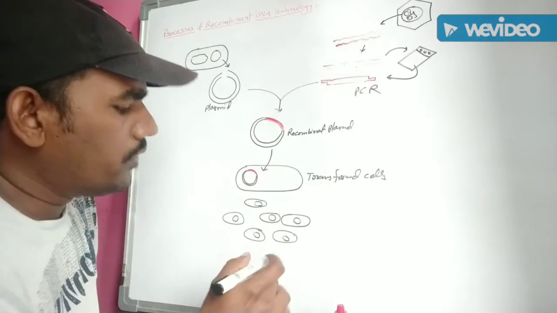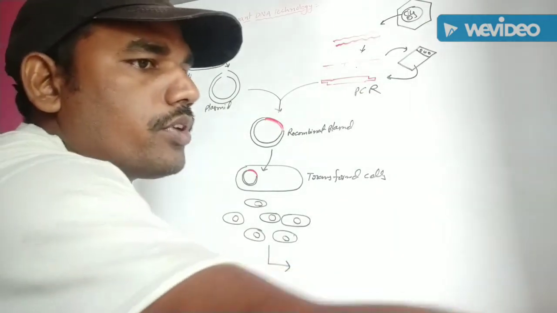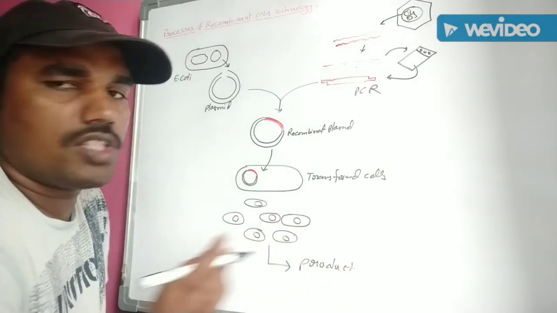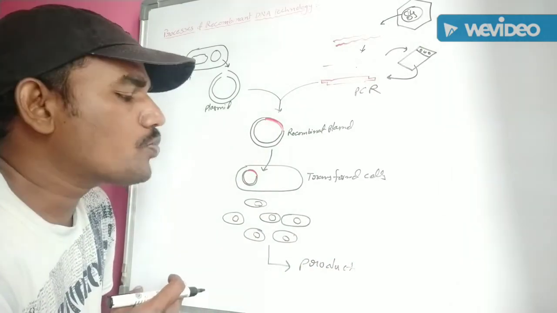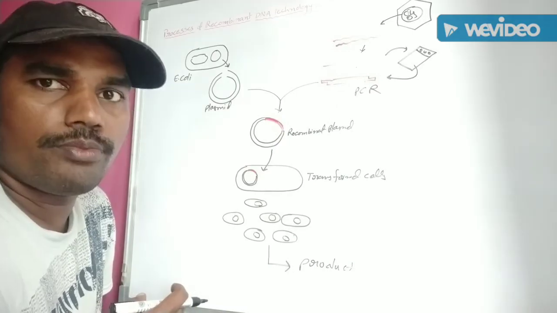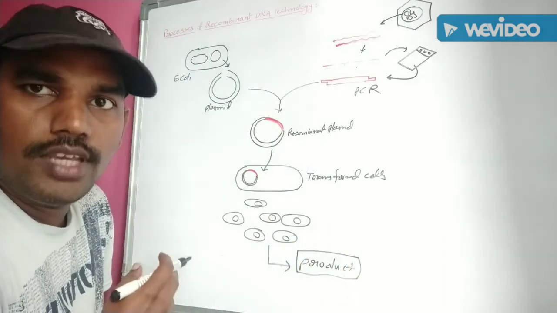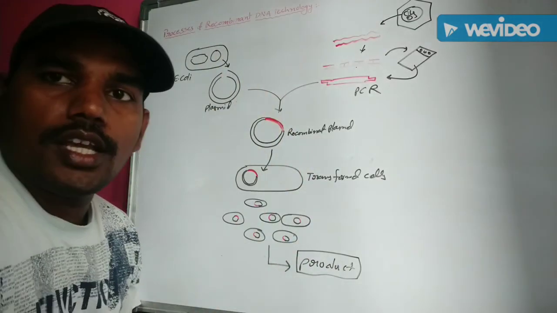Okay, after that these cells form the product in large scale in the bioreactors. After this, the product is purified and marketed in the downstream processes, and quality control of this product is mainly required. Okay, these are the diagrammatical presentation. Thank you.